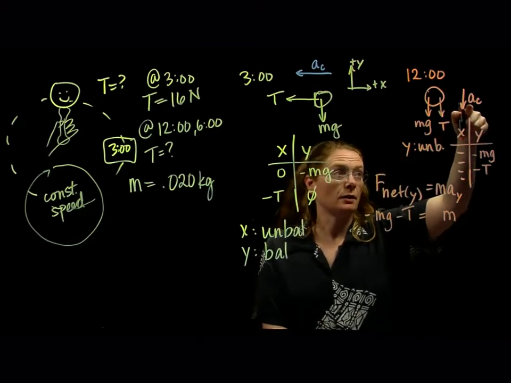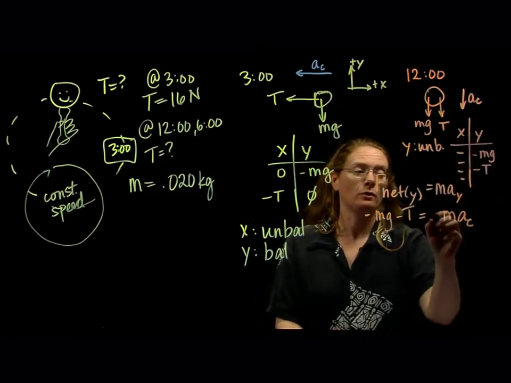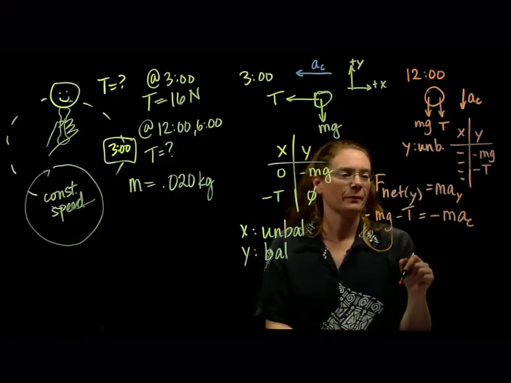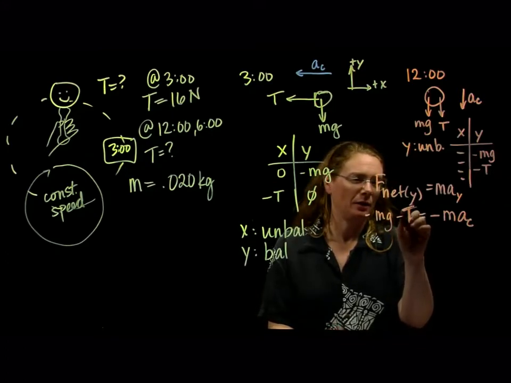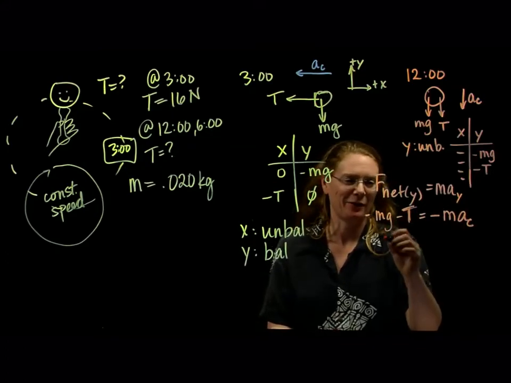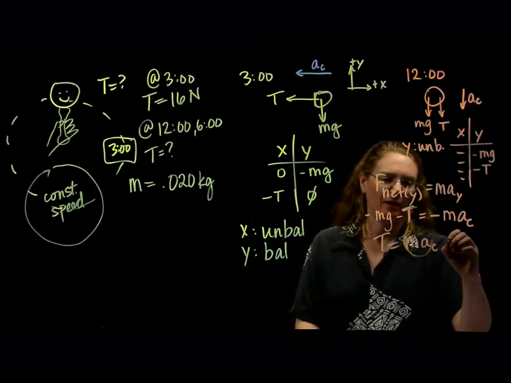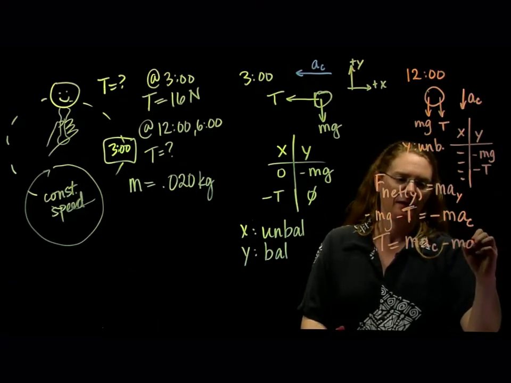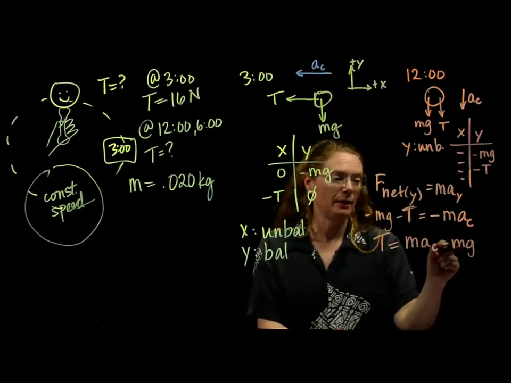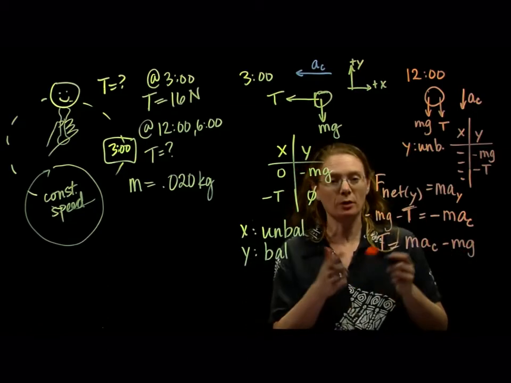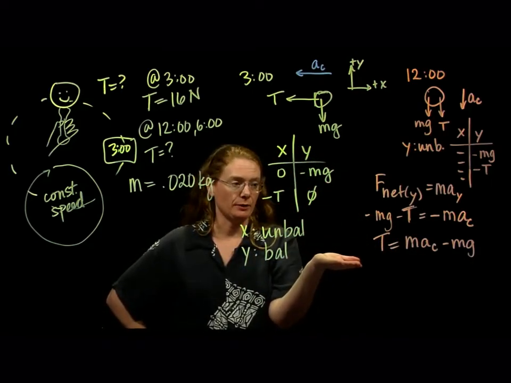And now here, the acceleration is centripetal acceleration. It's also going down. I'm going to include that negative there. If I solve this, oh man, for tension, bring that over. So I should get an equation of mac minus mg for the tension. I know the mass, I know the acceleration due to gravity, I need to know the centripetal acceleration in order to get the tension. So how can I get the centripetal acceleration?